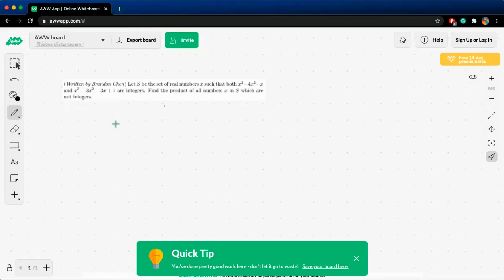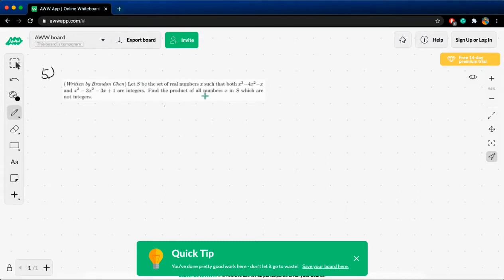Okay, so this is problem 5 of the HMMT TST. We let S be the set of real numbers x such that both the function x cubed minus 4x squared minus x and x cubed minus 3x squared minus 3x plus 1 are integers. We want the product of all numbers in x which are not integers. So obviously if x is an integer, then both of these are integers. We want the non-integer values that give an integer.